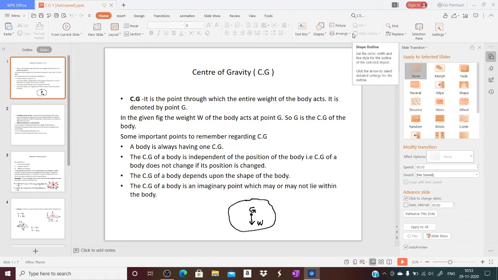In this video, I will discuss the center of gravity. Now, what is center of gravity? It is the point through which the entire weight of the body acts, and it is denoted by the point G. The figure shows that there is a body whose weight is W, and the weight is acting at point G. So G is the center of gravity of this body.